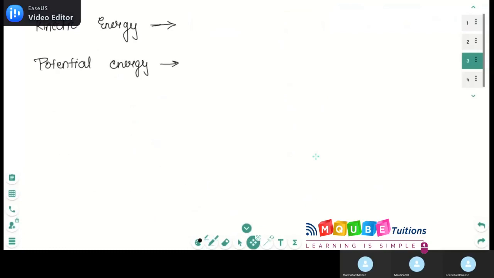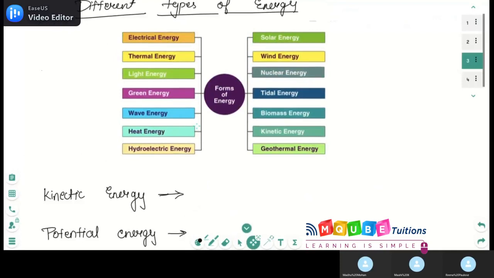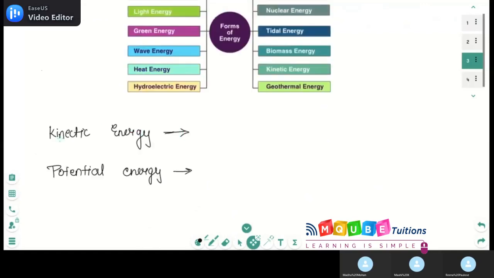Now, though we have so many different types of energy over here, if we have to classify energy, they can be classified only in two types. What are those two types? One is kinetic and potential, what you said. Wonderful. Yes, one is kinetic energy and the other one is potential energy.